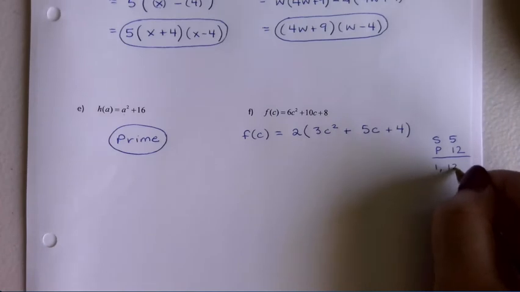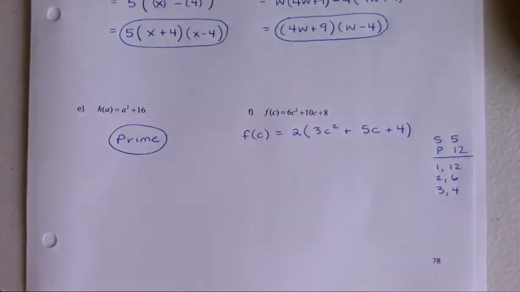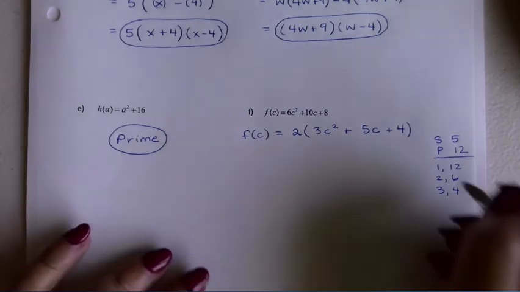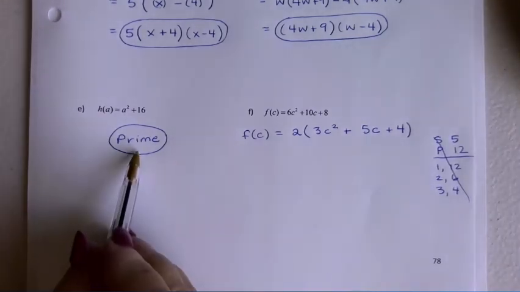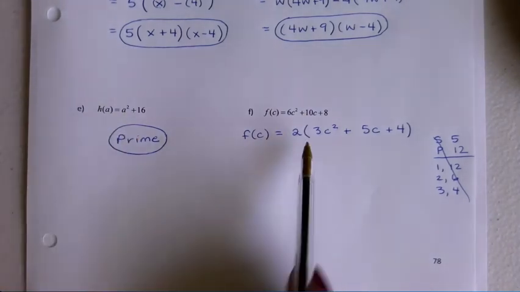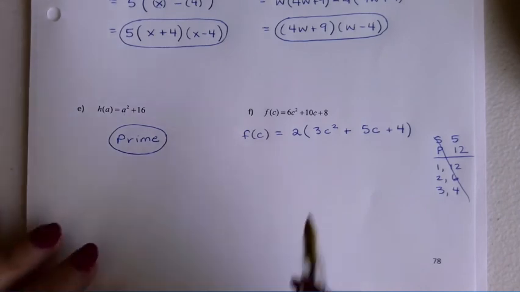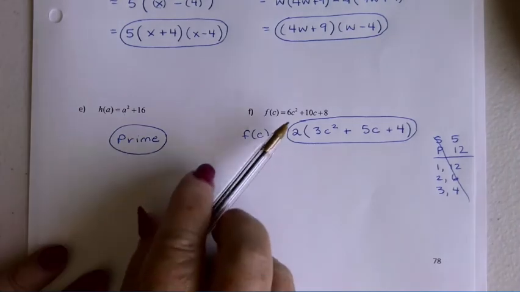1 times 12, 2 times 6, 3 times 4. It's the only way to get a product of 12, and none of those are going to add up to 5. So actually I can't factor it any further. But notice, unlike this one where I called it prime because I couldn't do anything, technically this one's not prime because I did factor out a GCF. So this would be considered the factored form for that expanded form.